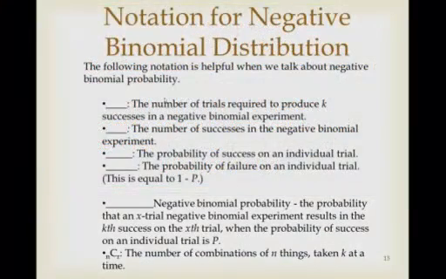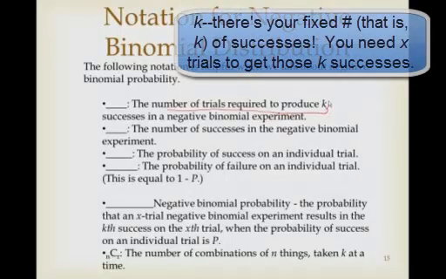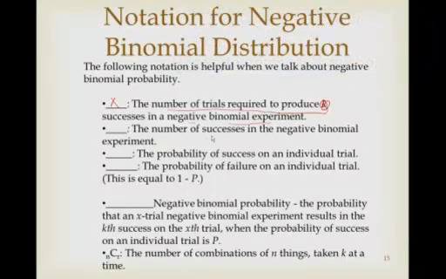So going back over just to make sure we're on the same page as far as notation goes, we can say, first off, the number of trials required to produce k successes in a negative binomial experiment is just x. The number of successes, well, you can guess it's going to be k. The probability of success on an individual trial, well, we've already seen p. We can use either a capital P or a little p. And likewise, q is the probability of failure. That's just 1 minus p.